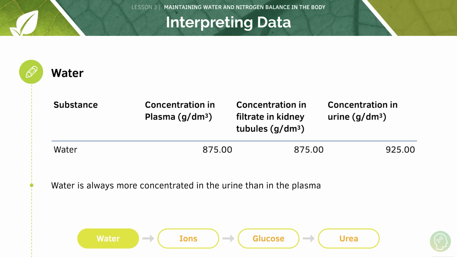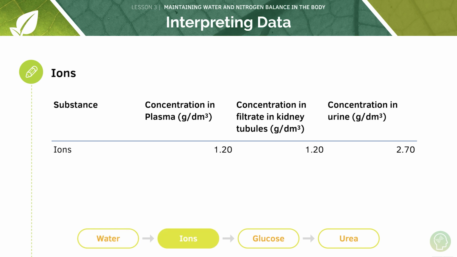So that's how urine is produced, and that was a little bit complicated, so do go back and watch that again if you're still not quite sure what's happening. But we're now going to have a look at some numbers regarding this.